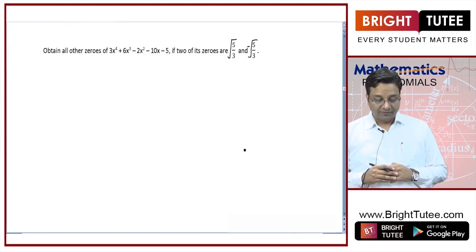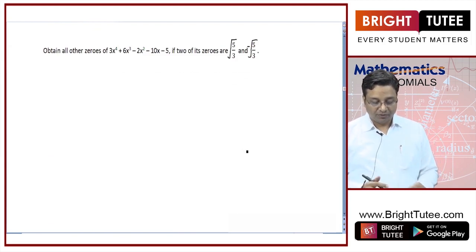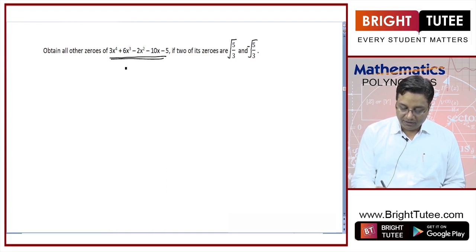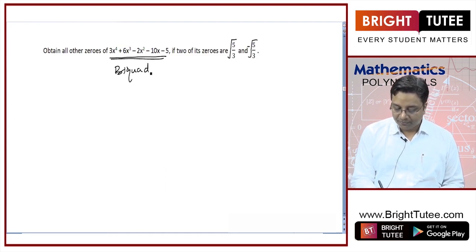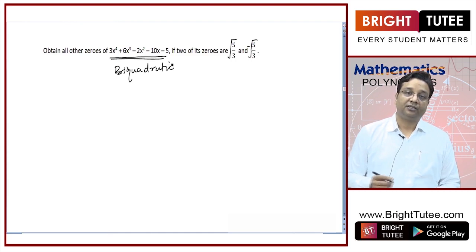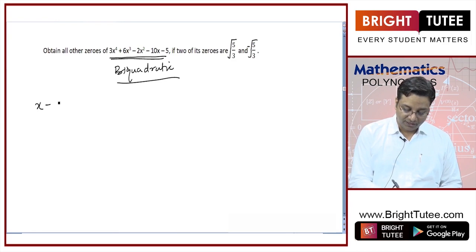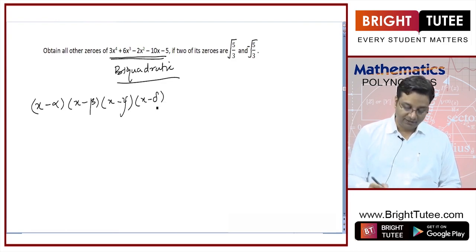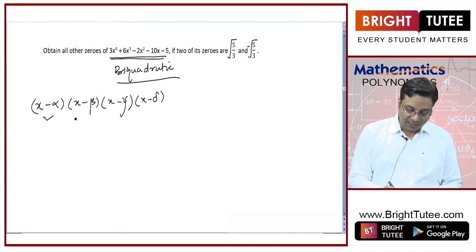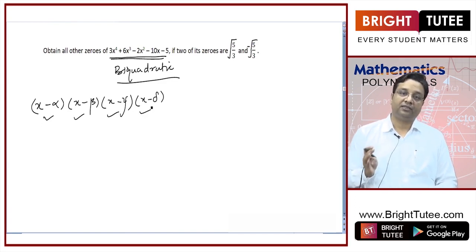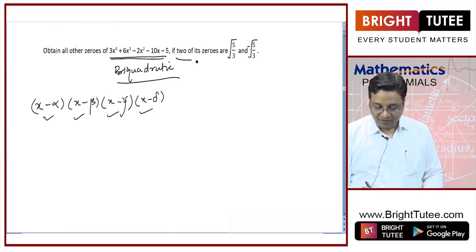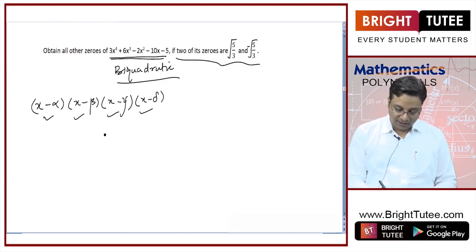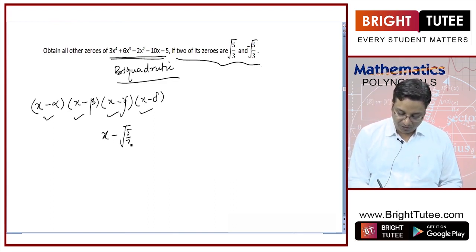Now let's look at this question. Find all other zeros of this biquadratic. This is a biquadratic. So how many zeros will a biquadratic have? Obviously 4, right. What is a biquadratic? I told you that a biquadratic looks like this, right, when in a factorized form. So it will have maximum 4 zeros, right, and we are given 2 zeros, right. So let's say I am given these two factors.